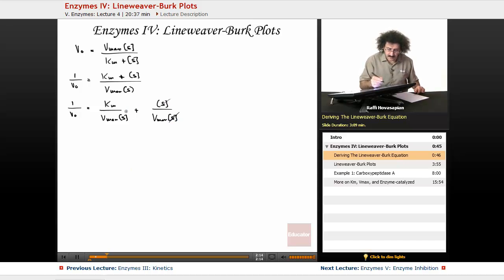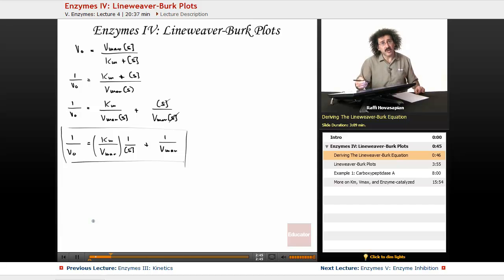Let me rearrange this. This term right here is the same as Km over Vmax times 1 over S. So I end up with 1 over V0 equals Km over Vmax, in parentheses, times 1 over S plus 1 over Vmax. This equation is called the double reciprocal equation. Double reciprocal because I took the reciprocal of the left and the right. Also called the Lineweaver-Burk equation.